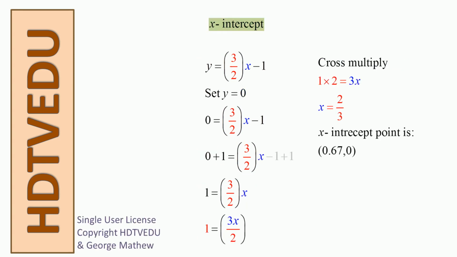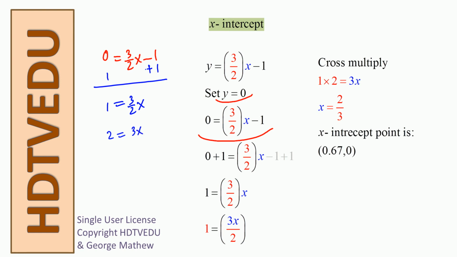How do you get the x-intercept? For the x-intercept, you set y equal to 0. So here is our equation of the line. Set y is equal to 0. So when you do that, you get 0 is equal to 3 over 2x minus 1. Add 1 to both sides. So you get 1 is equal to 3 over 2x. Multiply both sides by 2 and you get 2 is equal to 3x. Divide both sides by 3 and you get 2 over 3 is equal to x.